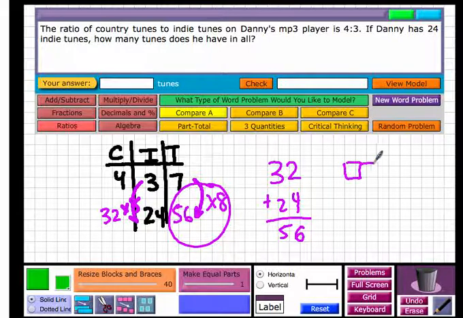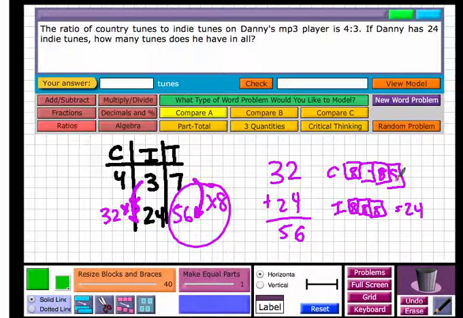Obviously, you could have done it in a 4:3 ratio, like country to indie as well, and then realize that the indie was equal to 24, and we would get 8, 8, 8, 8, 8, 8, which instead of adding all this, you could realize, okay, I have 7 blocks in all that are 8, or 4 8s plus 3 8s is 7 8s. 7 times 8 equals 56.